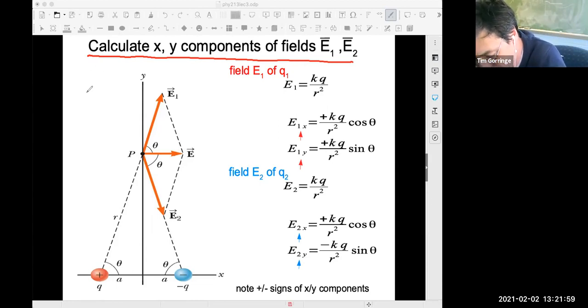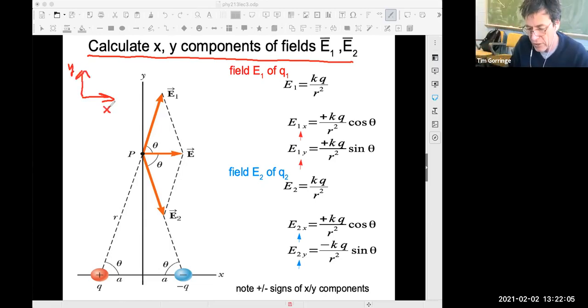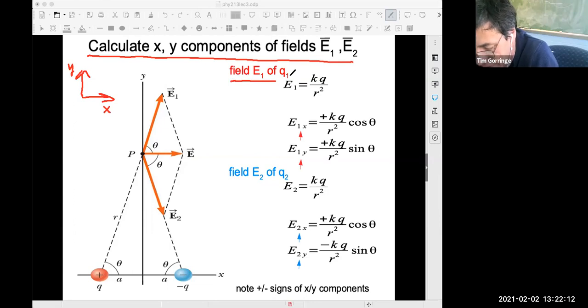As I do this, my X is going to be towards the right, my Y is going to be vertically upwards. This is my little coordinate system. Okay, so let's start with the field E1 of the charge Q1. Here's Q1. Its magnitude, or strength, at the field point is the Coulomb constant times the size of the charge divided by the square of the distance, so kQ over r squared.